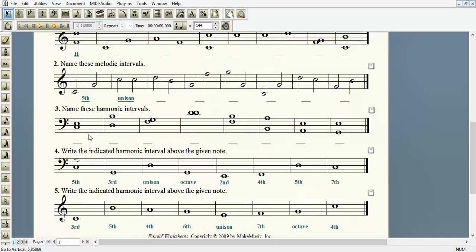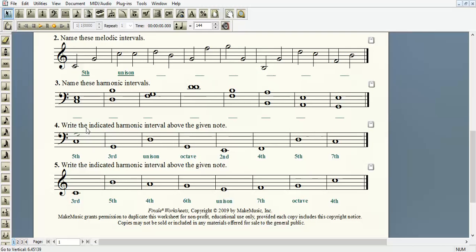Now they didn't provide us a cool little example one on this, so we're just going to have to do this on our own. Starting on the C, how do we get to the E that's written there for bass clef? C, and then what comes above C that's going to be on this line? That's right, D, and then E. So this is a third.